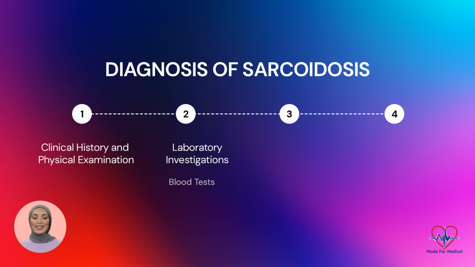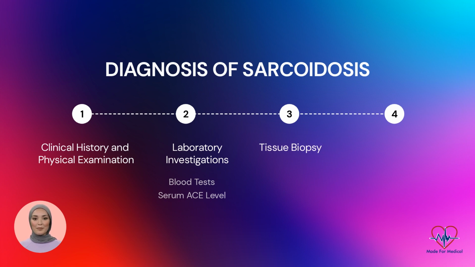Evaluate liver function tests, serum calcium levels, and vitamin D levels. Serum ACE level. Although not specific to sarcoidosis, elevated serum levels of angiotensin-converting enzyme, ACE, can be suggestive of the disease and may aid in the diagnosis.